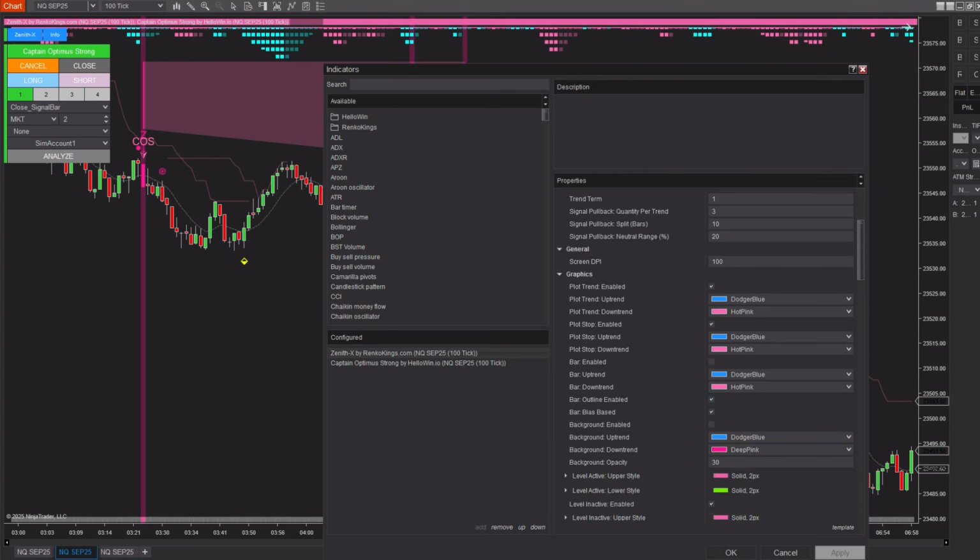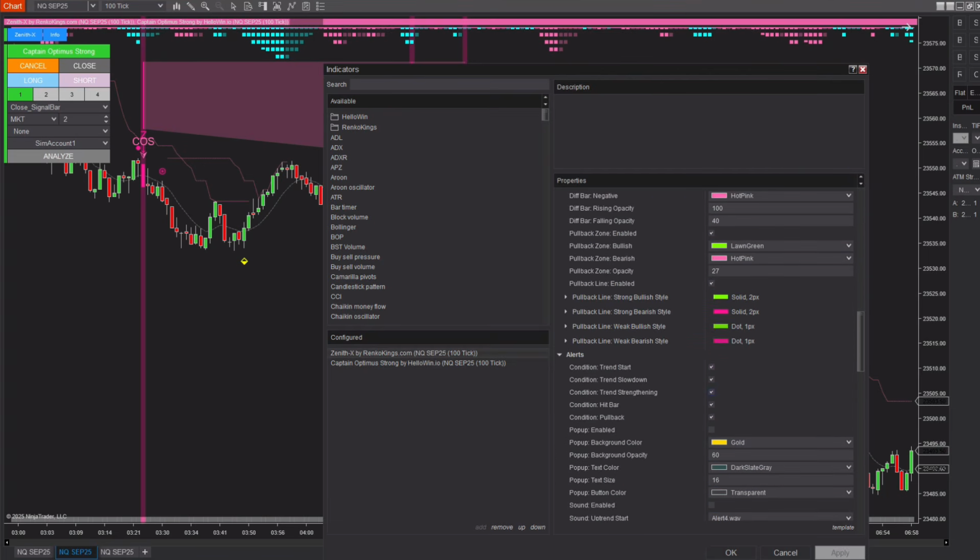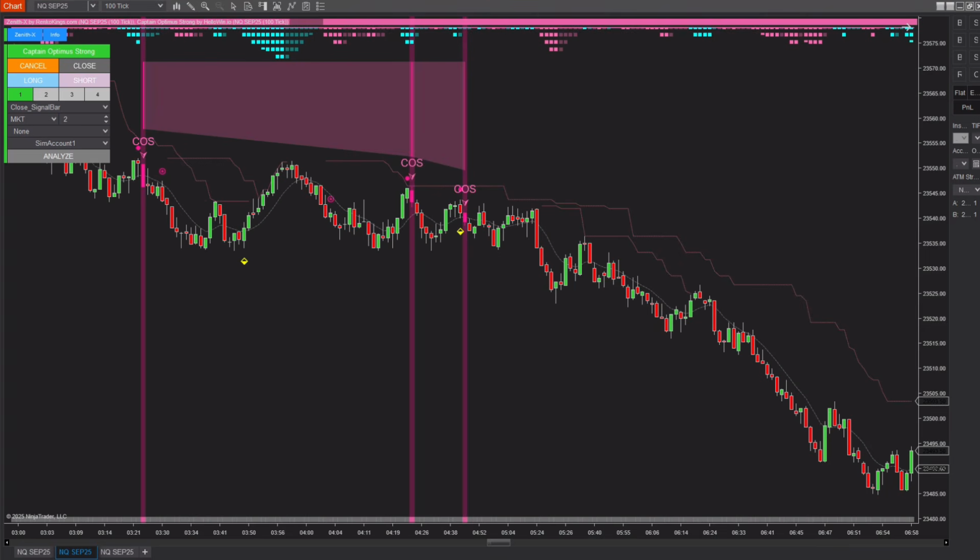Next, to keep the chart clean and easy to follow, we'll turn off the signal display from Zenith X and only show the signals generated by Captain Optimus Strong, COS. This allows you to clearly see the actual entry points triggered by COS and verify whether it's correctly detecting and aligning with Zenith X signals, without overlapping visuals or unnecessary distractions.